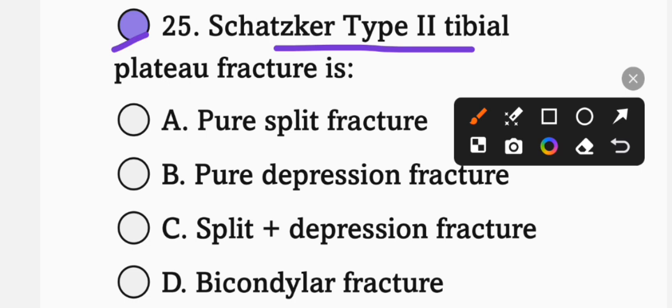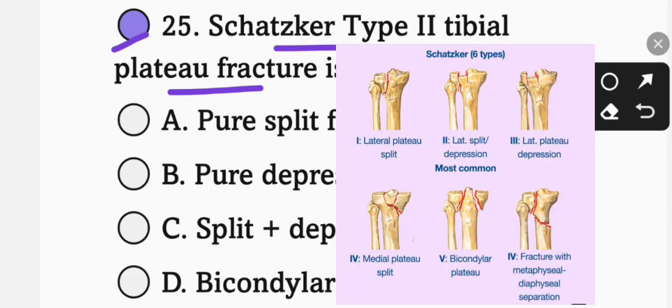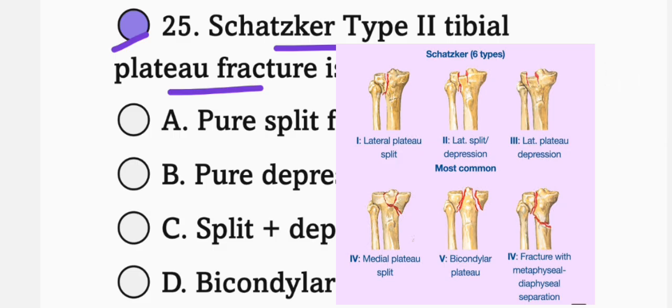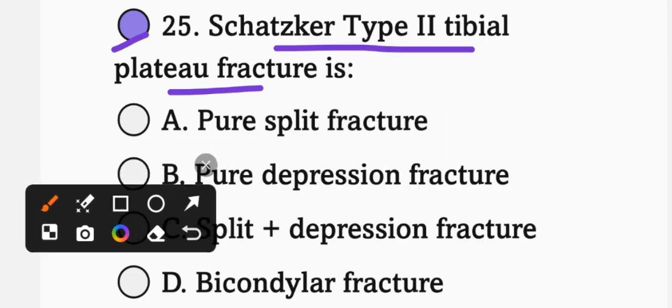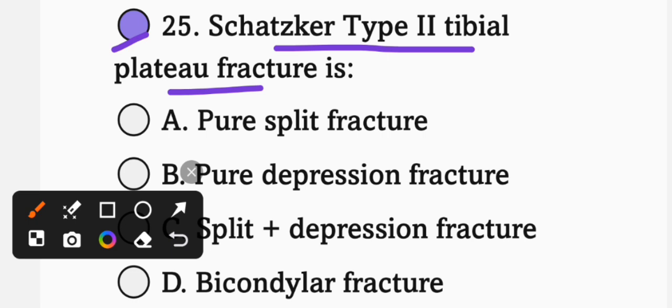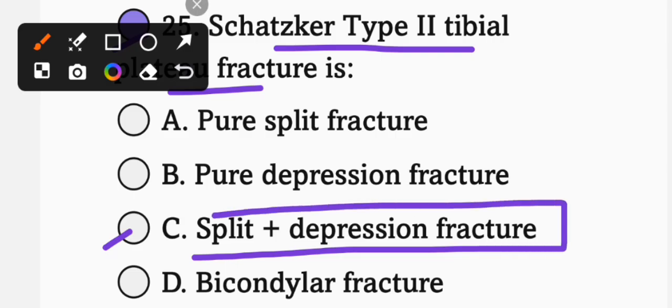Schatzker type 2 tibial plateau fractures. Schatzker is a very commonly repeated MCQ topic. The Schatzker classification has type 1, type 2 and type 3. Type 1 is a pure split, type 2 is a split plus depression, and type 3 is a pure depression. The question is asking about type 2. Type 2 is a combination injury, split and depression, so it is called split plus depression. So option C is the correct option.